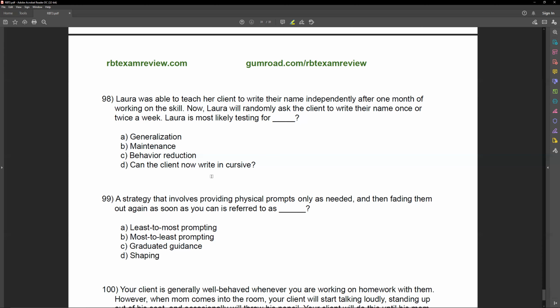We're not testing for behavior reduction, obviously. We don't want to reduce the behavior. And then we're not testing for any sort of generative learning where the client can now write in cursive, okay? Laura is simply testing for maintenance of this handwriting ability.